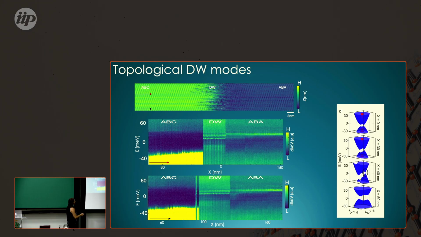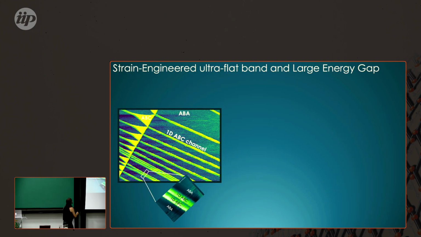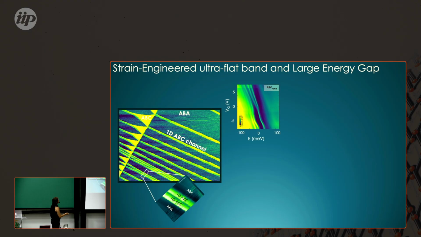And this is a simple calculation which shows the band inversion as we start from the ABA region close to the boundary, and then open an inverted gap at the ABA. And now let's look at this pair of one-dimensional channels, and let's see how the strain affects the spectroscopy in this one-dimensional channel.